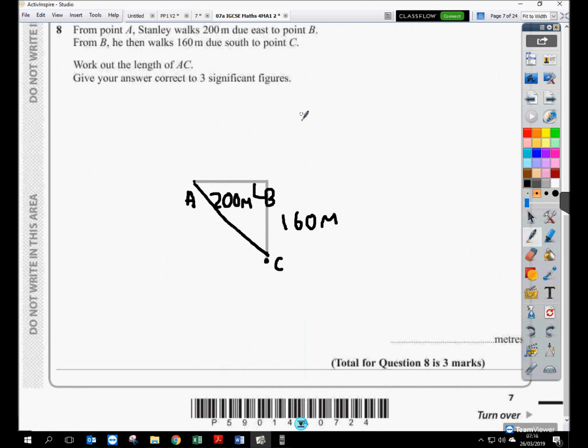This is Pythagoras' theorem. Okay, so a squared plus b squared equals c squared. C is always the one opposite from the right angle. So it's 200 squared plus 160 squared equals c squared.